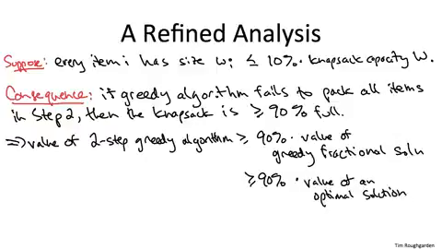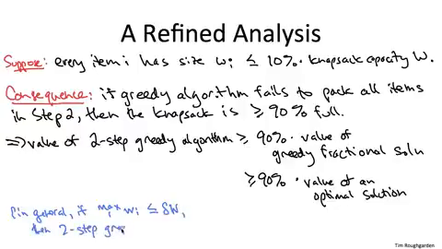All of this reasoning holds equally well with a number different than 10%. So for example, if you only knew that every size was at most 20% of the knapsack, then you'd get that the greedy solution would be at least 80% of optimal. On the other hand, if you knew that every item had size at most 1% of the knapsack capacity, then just the two-step greedy algorithm would get you within 99%.